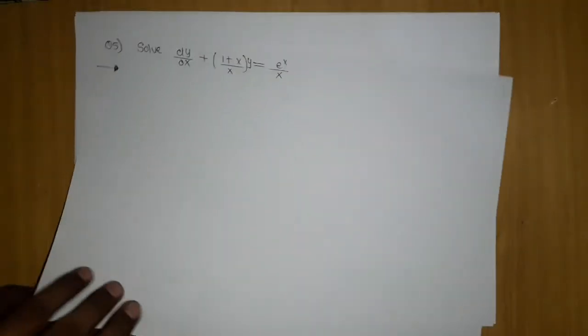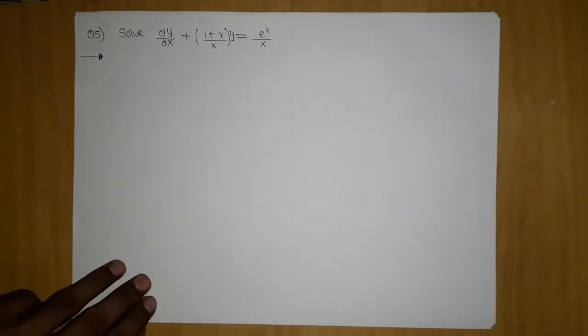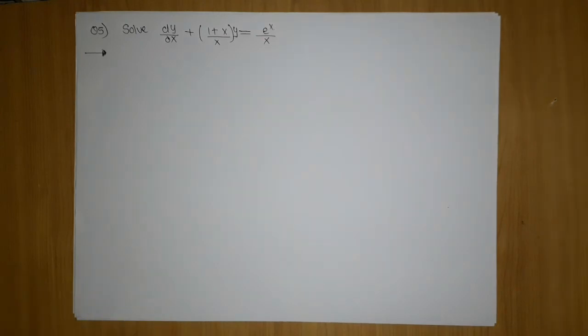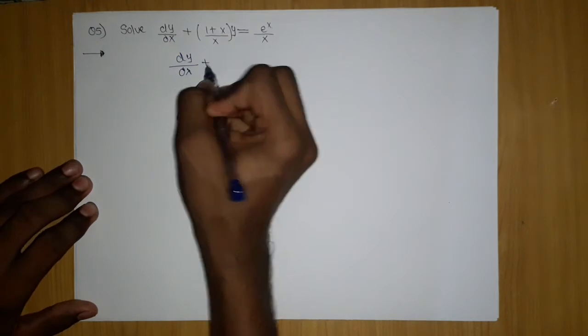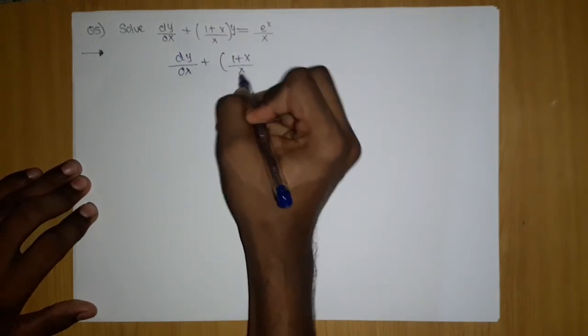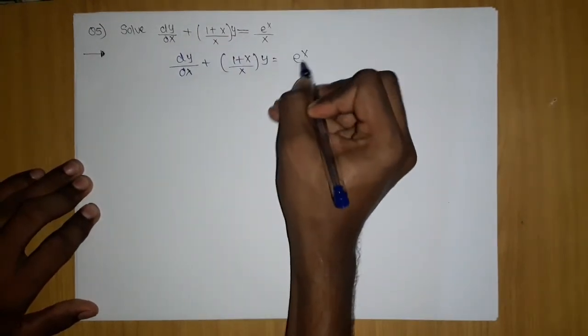So the next question which we are going to take is this, which says solve dy by dx plus bracket 1 plus x upon x into y equal to e to the power x by x. Just observe what is given. The standard form should be dy by dx plus p of x into y equals to q of x. So we will write it as dy by dx plus bracket 1 plus x upon x into y equal to e to the power x by x.